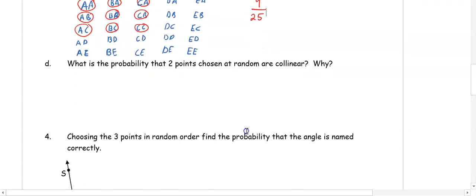In part D, what is the probability that 2 points chosen at random are collinear? So this would be a probability of 1, and the reason why is because any 2 points form a line.